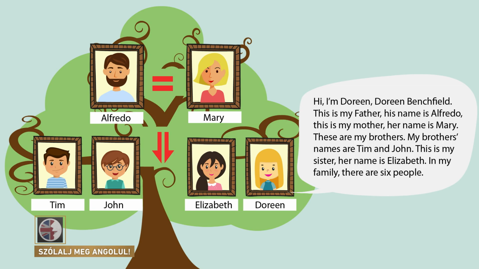And finally, let's listen to Doreen Benchfield introducing herself and her family. Hi, I'm Doreen Benchfield. This is my father. His name is Alfredo. This is my mother. Her name is Mary. These are my brothers. My brothers' names are Tim and John. This is my sister. Her name is Elizabeth. In my family, there are 6 people.